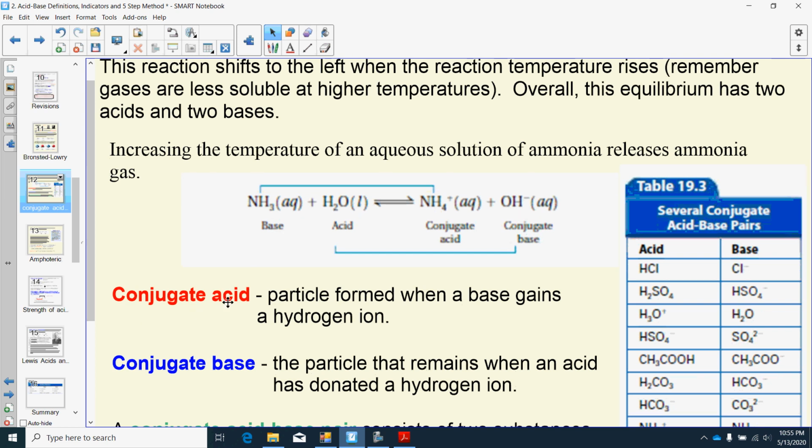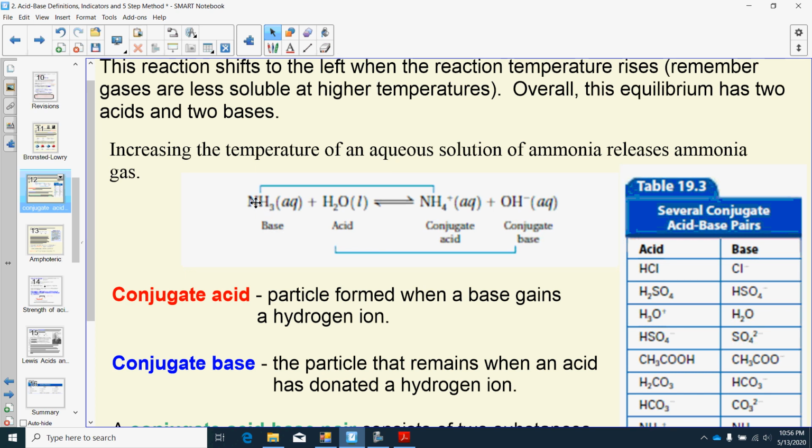So a conjugate acid is a particle formed when a base gains a hydrogen ion, and a conjugate base is the particle that remains when an acid has donated a hydrogen ion. If that's confusing, thinking about forward and reverse, a more simplistic way of looking at it is the before and after picture.